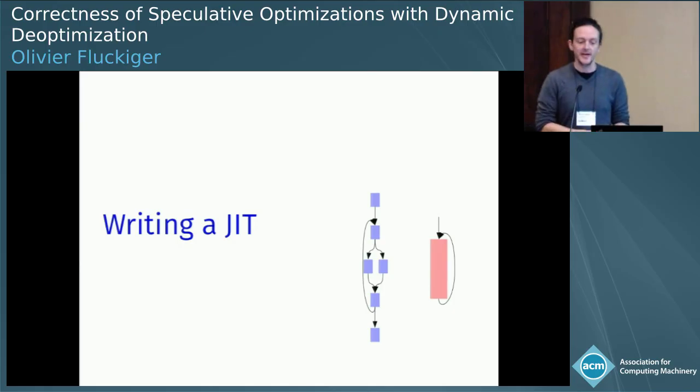At this point, you might ask yourself, okay, now I have different versions, but how do I actually add a correct assume instruction? I haven't explained that at all. So now I want to tell you how you can write a JIT that you can then later use our technique to verify that it's correct.